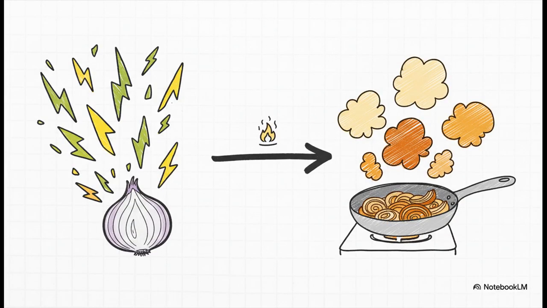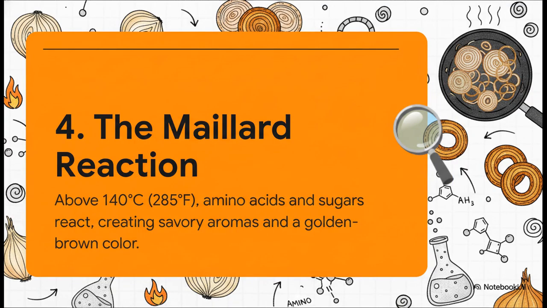At the same time, the aroma is completely changing. Those aggressive, pungent sulfur compounds from the raw onion, they're really volatile and they just break down under heat. They actually transform into new, sweeter, and more savory smelling compounds that create that rich, rounded aroma we all know and love.